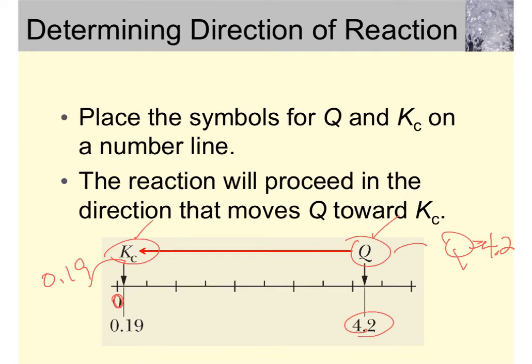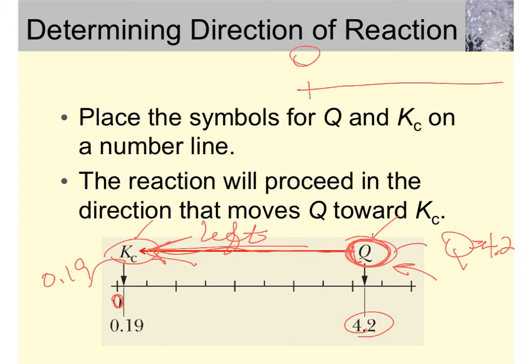So you put them on a number line, and in order to reach equilibrium, you start with Q wherever it is on your number line and drag it to K. Whatever direction you have to move to approach K is the direction the reaction will have to move to reach equilibrium. So you can see in this case, if Q is too large, you have to shift left to reach equilibrium. If the values were the opposite, in other words, if the value for Q was 0.19 and the value for K was 4.2, again, always start with Q, and the reaction would have to shift right to reach K.